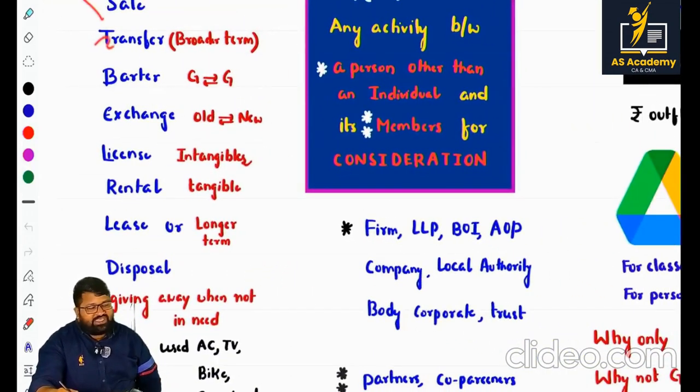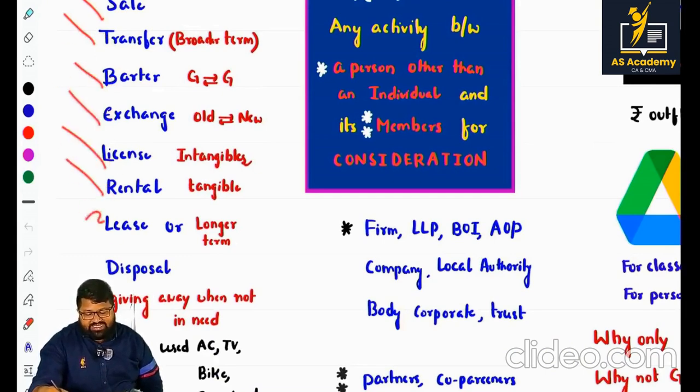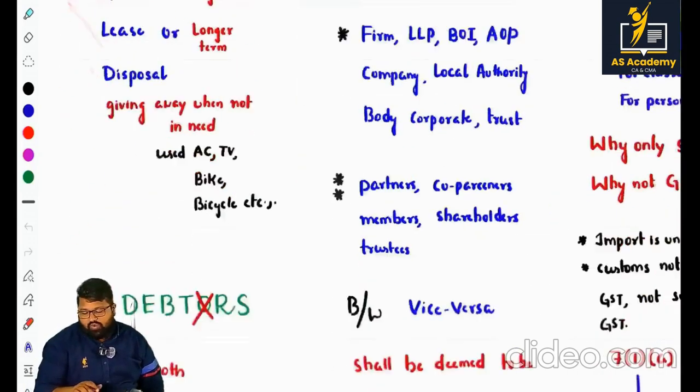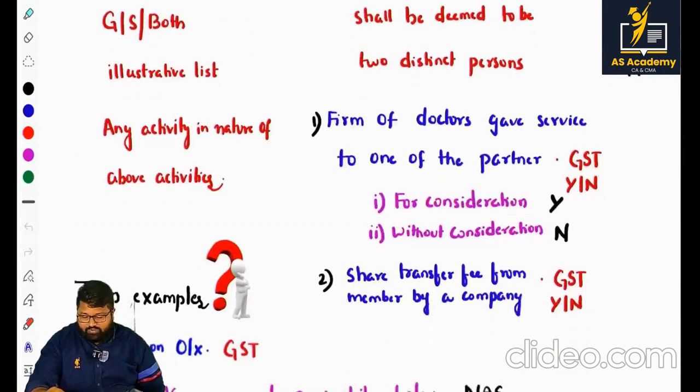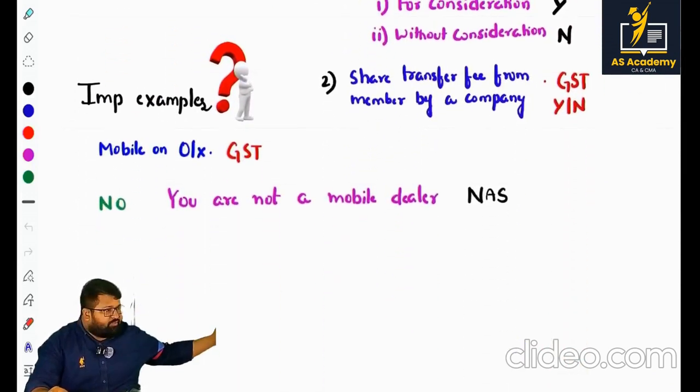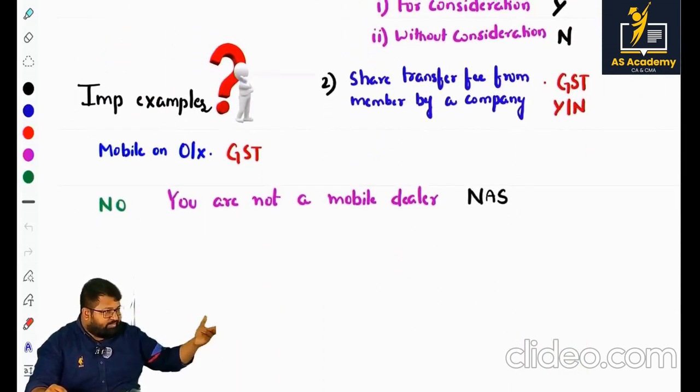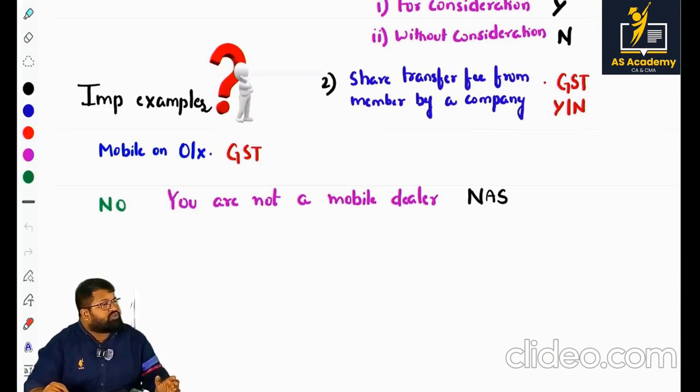So the first one: sale, transfer, barter, exchange, license, rental, lease or disposal. What is the short form there, ma? So I gave some sort of examples. Mobiles sold on OLX by you guys. No GST. Why no GST, ma? What is the reason? Not a business. Sir, consideration is present but not a business.